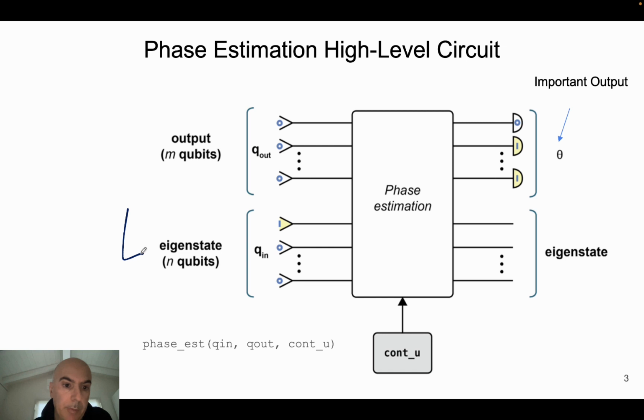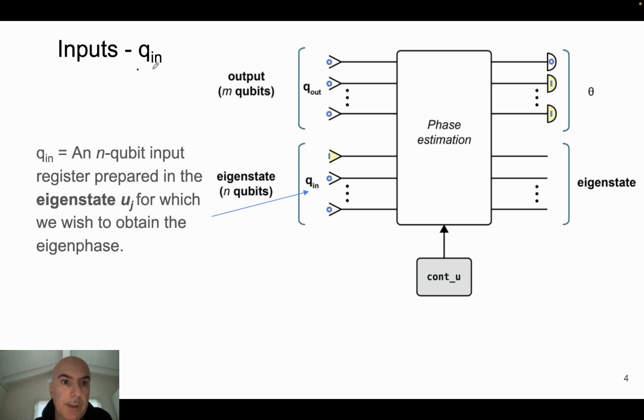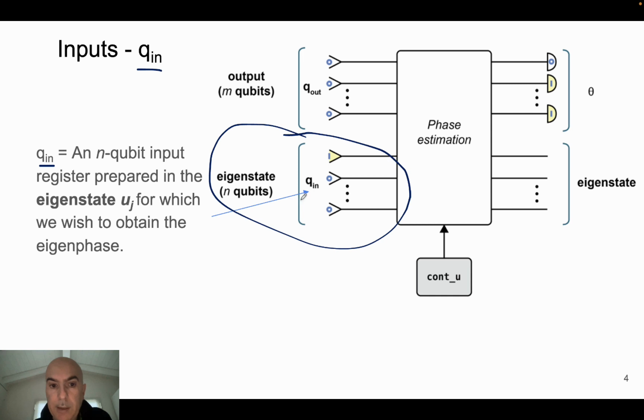You see we have an input that is an eigenstate, an output that is the eigenphase, and then we have the quantum gate whose eigenphase we want to know. But let's look in particular at each part of this high-level description of the quantum circuit. The first thing is the input, here in this part of the diagram. So Q in is n qubits, so we're going to use n qubits to describe the eigenstate Uj for which we want to obtain the eigenphase.